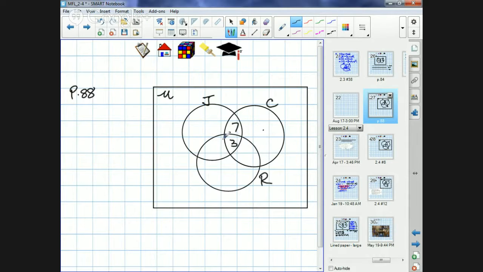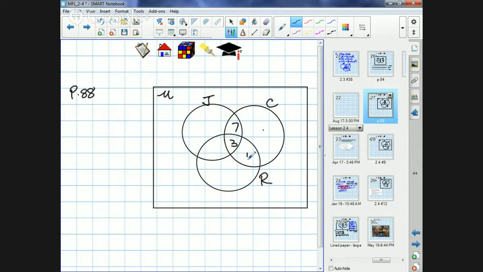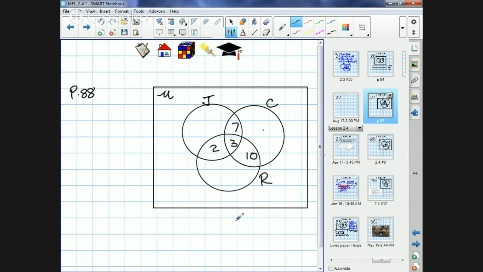Okay, let's do this overlap now. How about classical and rock? So classical and rock, they've got 13, so we would put a 10 there. Bingo. And then likewise, let's do this one over here. Where do jazz and rock overlap? What's in common between jazz and rock? 5 like rock and jazz, so we'll put a 2 in there. Perfect. Cool. All right, you got the hard part done.